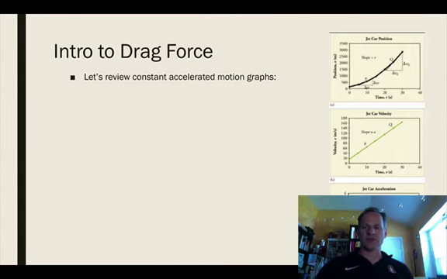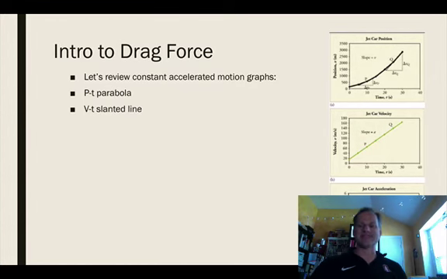Okay, hopefully this is no surprise here, right? We have on the position time graph a parabola. On the velocity time graph, a slanted line, right? A line of non-zero slope. And then the acceleration time graph is a flat line, either positive or negative. In this case, since we said speeding up in the positive direction, that would be positive acceleration.